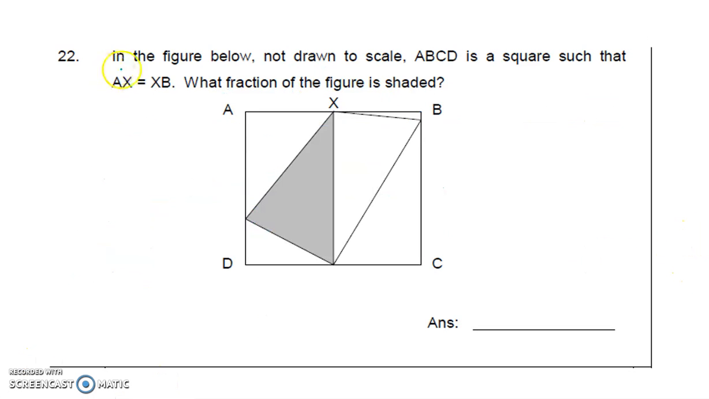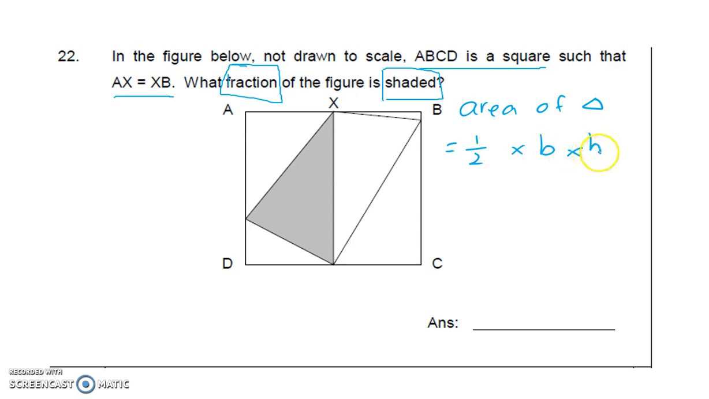Okay, let's move on. Question 22. In the figure below, not drawn to scale, ABCD is a square such that AX equals to XB. What fraction of the figure is shaded? Okay, I think it's quite obvious. We can see that the shaded part is actually a triangle. And we know that the formula for area of triangle is equals to half times base times height. Okay, we know half will remain as half. Let's find base and let's find height.